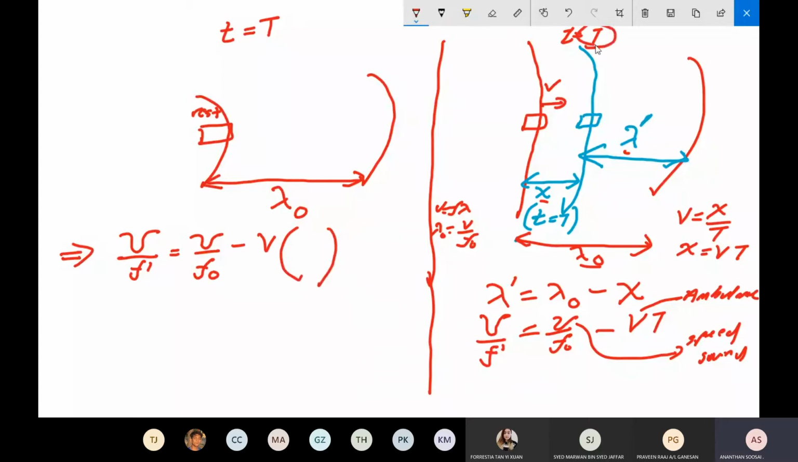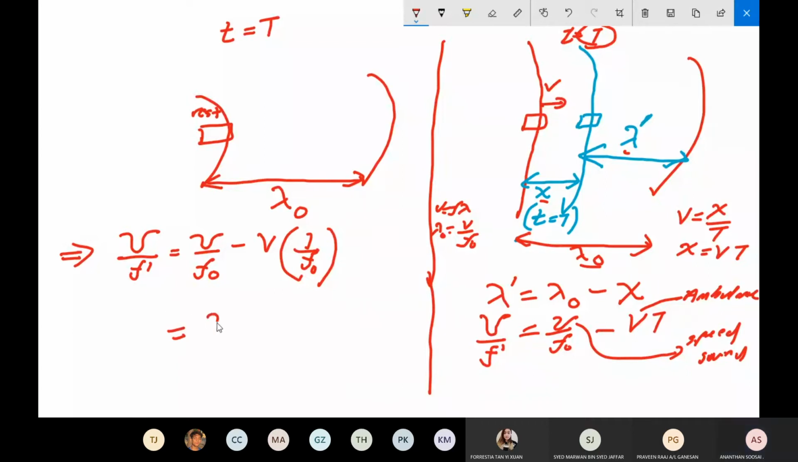The time taken for one complete oscillation, can you write it in terms of frequency? It is 1 over the frequency, the original frequency, F naught. 1 over F naught. So from here, we want to find F dash. What do you do?